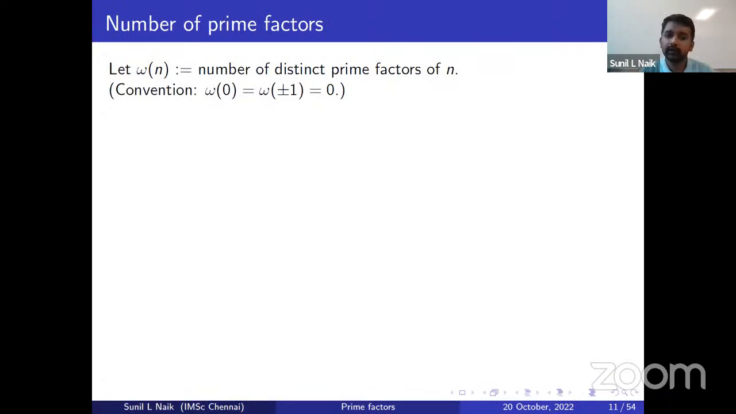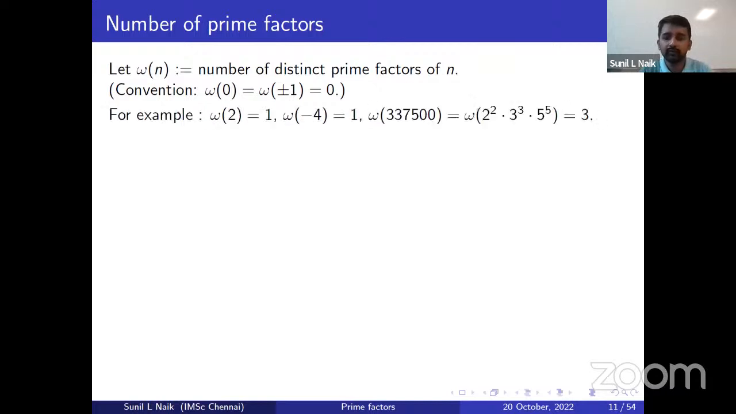Let us denote omega of n by the number of distinct prime factors of n. And also we set omega of 0 is equal to omega of plus or minus 1 is equal to 0. For example, omega of 2 is equal to 1. Omega of minus 4 is equal to 1 because it is divisible by only the prime 2. And 3,37,500 is divisible by the 3 primes 2, 3, and 5. So the omega of 3,37,500 is equal to 3.